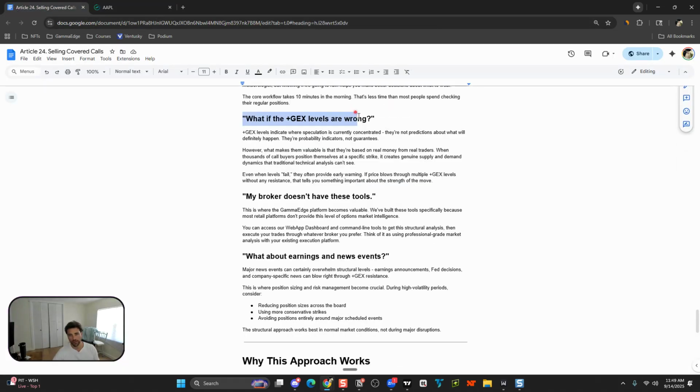Next one, what if plus GEX levels are wrong? And by wrong, what if price blows through these levels? Because the plus GEX level can never be wrong because it is just math.